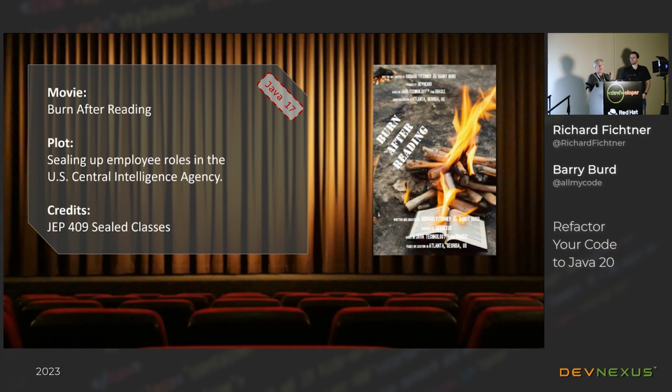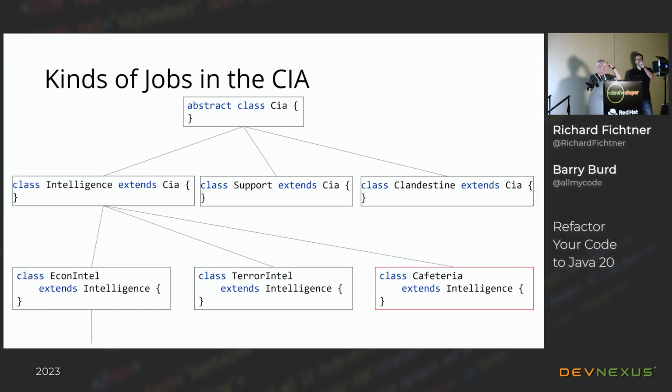Burn After Reading. I don't know if you've seen it, but it's a terrific movie. It's the Coen brothers, and it's about a CIA agent. So let me show you the kinds of jobs in the CIA. This is almost an actual official list, a shortened, brief list. CIA, the United States Central Intelligence Agency.